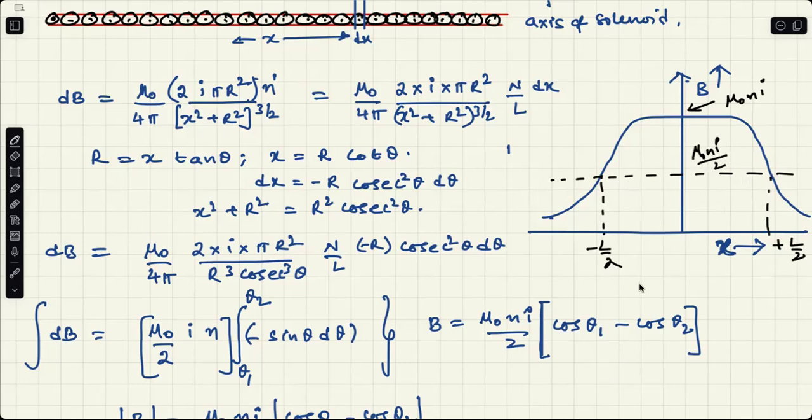I am not cheating, man. See, at the end you take, what will happen? One will become 90, the other will become nearly 0. It is a long solenoid, and thereafter it falls down to 0.